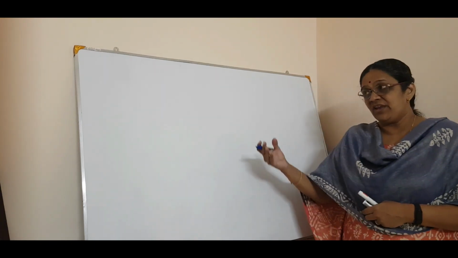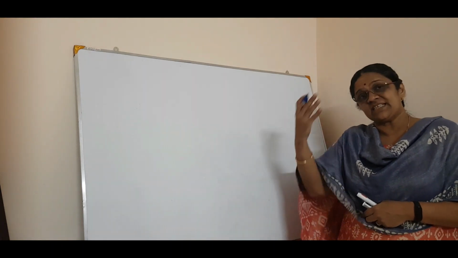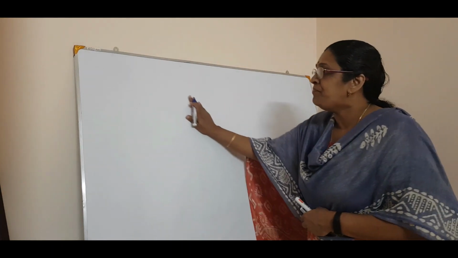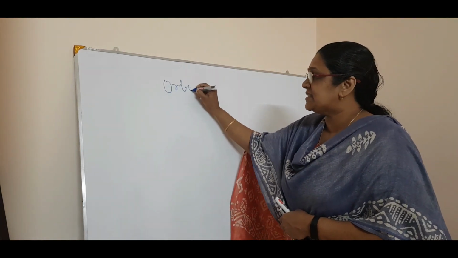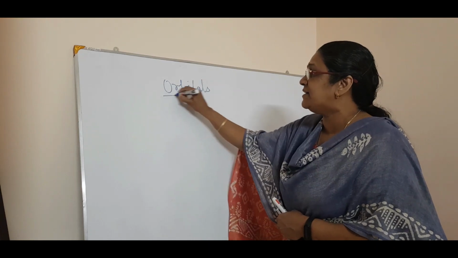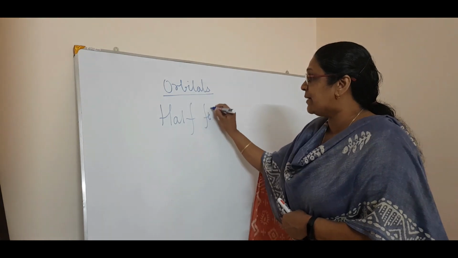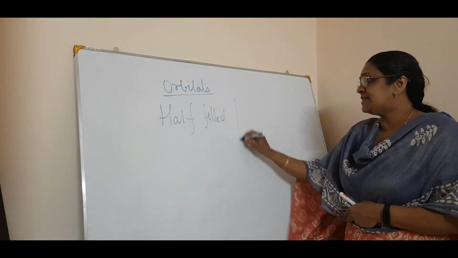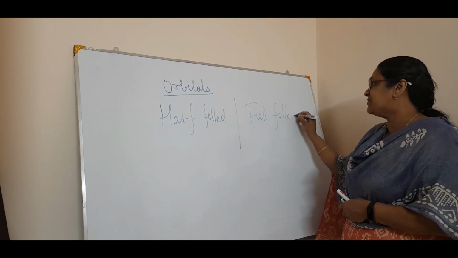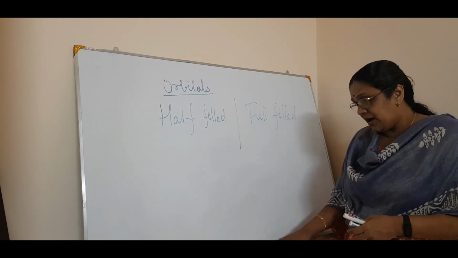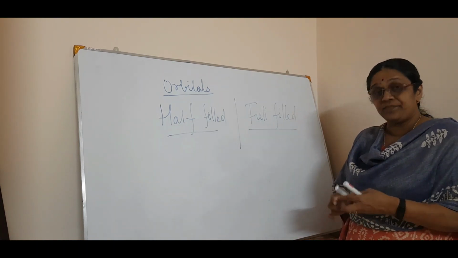Even hydrogen, or any element, in the ground state is stable, but when it is in the excited state, it will be unstable. Likewise, there is stability in the case of orbitals. Two types of stabilities are there: one is half-filled stability and the other is full-filled stability.